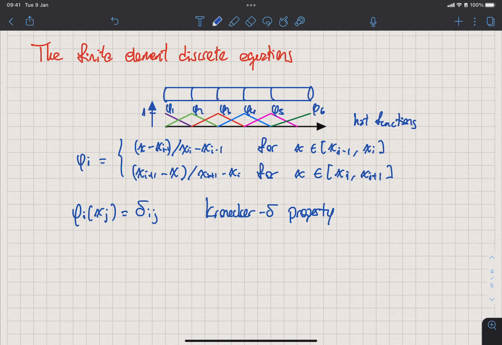We use this basically to localize the effect of enrichment functions, right? So say you have a singular function that goes to infinity at some point because you have a crack tip, for instance, and now I multiply that function with this type of partition of unity. Essentially what you do is you're localizing the effect of that enrichment to the elements that form that partition of unity. Okay, we use this property a lot.